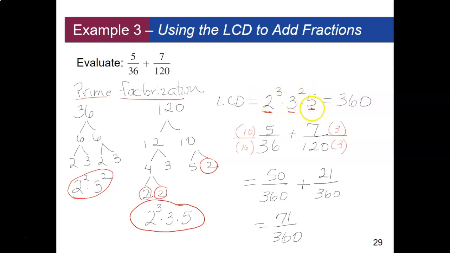Okay, so if I look at this, this is going to be my least common denominator. If I multiply all that out, it's going to be 360. So if I've got 360 and I look at what I have here to begin with, to go from 36 to 360, I need to multiply the numerator and the denominator by 10, and that's where these 10s come from. To go from 120 to 360, I need to multiply it by 3, and that's where these 3's come from. Okay, so multiply this numerator, I'll get 50 and 21, and then I have 360 in the denominators of both, combine them together, and this is going to be my answer.